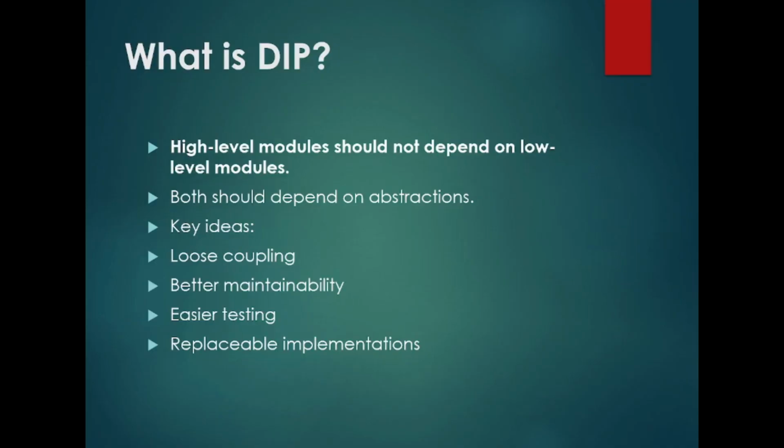So the DIP says high level module should not depend on low level module. Both should depend on abstraction. So order service should not directly depend on the payment service. It should depend on the abstraction, say for example, payment service. It should not depend on the notification, it should depend on the notification service. The reason is loose coupling, better maintainability, easier testing, and replaceable implementation.